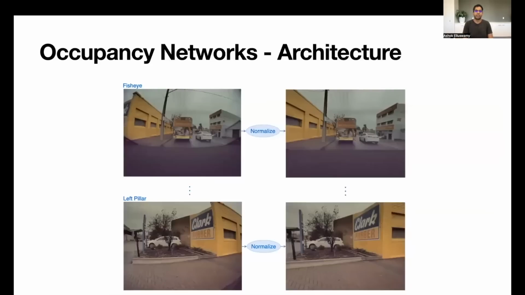Let's take a brief look into the architecture. Here I've shown a couple of camera streams, the fisheye camera, which is a front-facing wide-angle camera, and the left pillar camera, which is a left side facing camera, but it does take all the cameras as input. We first normalize to remove any vehicle specific configuration, such as intrinsic calibration or distortion or things like those.